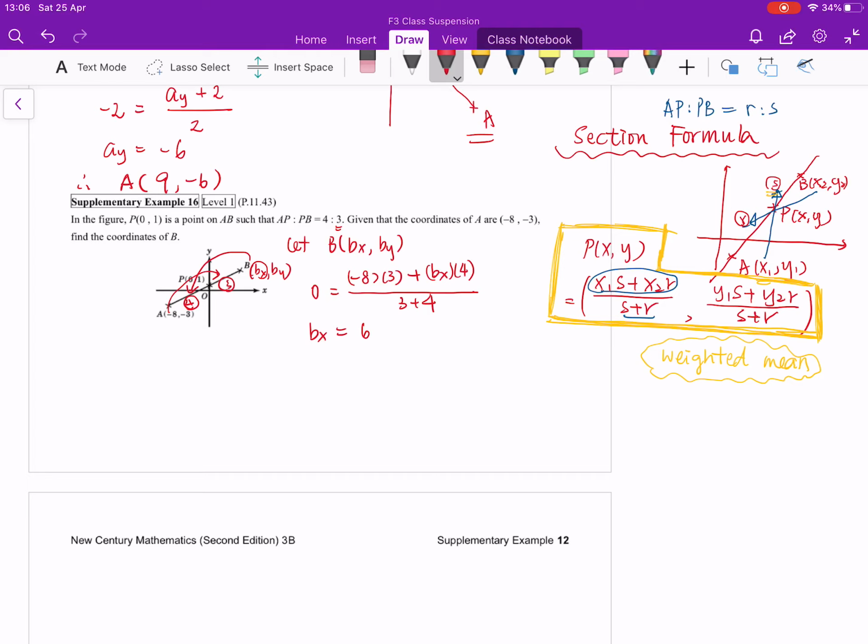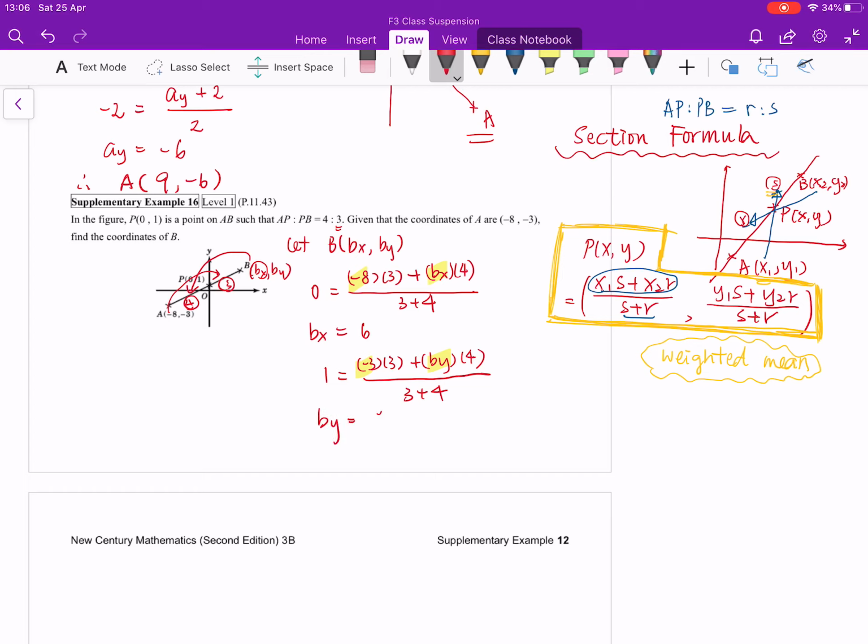Then consider the y coordinate separately in a similar way. So this time, y coordinates. Actually you can see that for both x and y coordinates, they are the same. Just replace the x coordinate by the y coordinates. For the other things, they are the same.